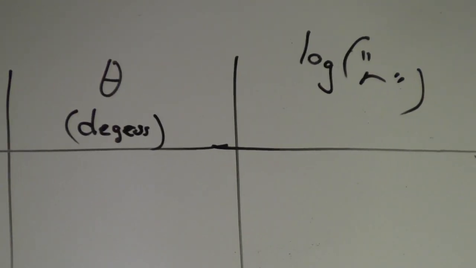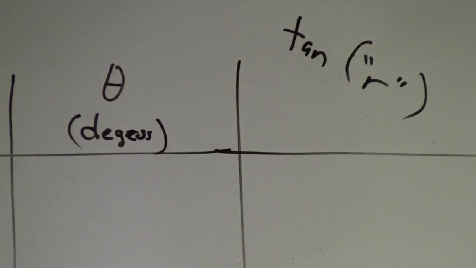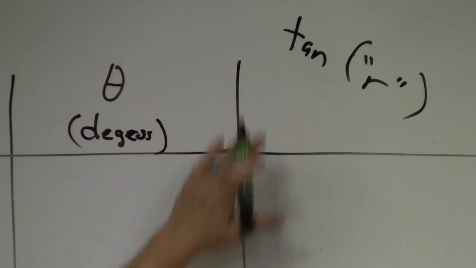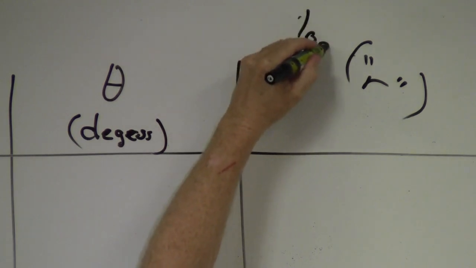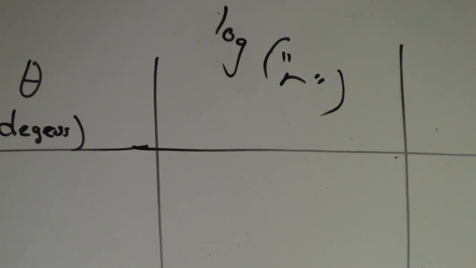Oh, I'm sorry. I got ahead of myself. Tangents first. Sorry, that's what I wanted. Log of r is what I wanted. So that is going to be your x-axis in a minute. All right, so that's the log of r.